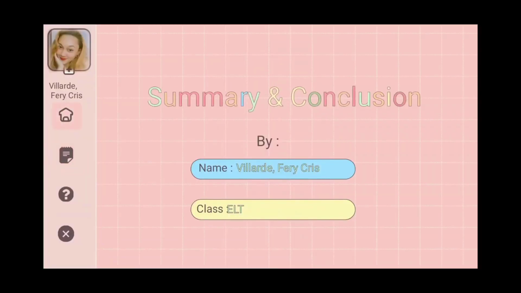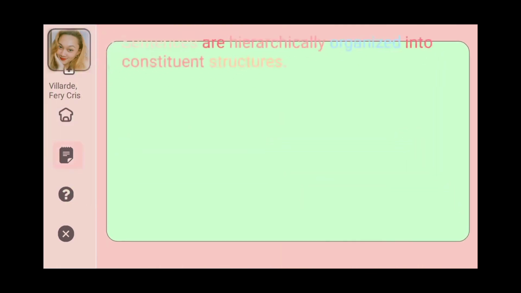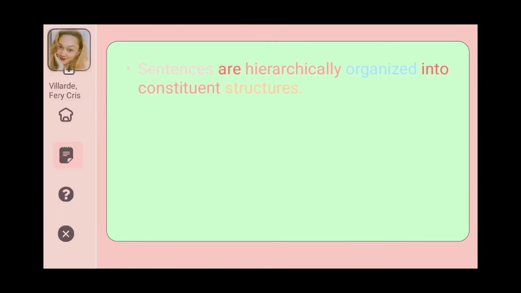Good day, everyone. My name is Fergus Villarde, and I'm going to talk about the summary and conclusion of this topic. Now, we've done a lot in this unit. We looked at the idea that sentences are hierarchically organized into constituent structures. We also represented these constituent structures in trees and bracket diagrams. We also developed a set of rules to generate those structures. And finally, we looked at the constituency tests that can be used to test the structures.